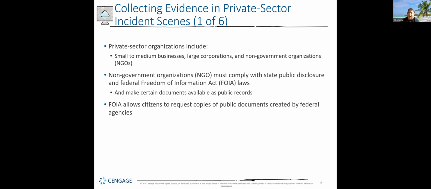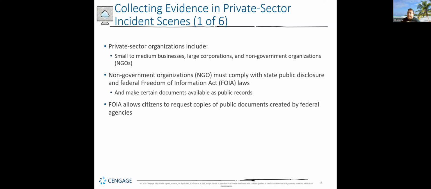Small and medium businesses, mom and pop shops, are like your local fast food guy. If there's like 3 of them in 2 different towns over or whatever, and one there, that's considered a medium business. Non-government organizations must comply with state public disclosure or the Federal Freedom of Information Act.